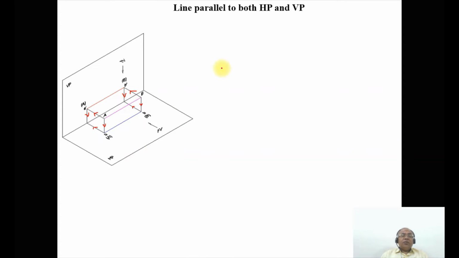So this is how you will be able to analyze the distance above HP and also the distance in front of VP. But when the horizontal plane is being rotated by 90 degrees to the bottom side, so that means you are rotating this like this. When you do that, what happens we are going to see.